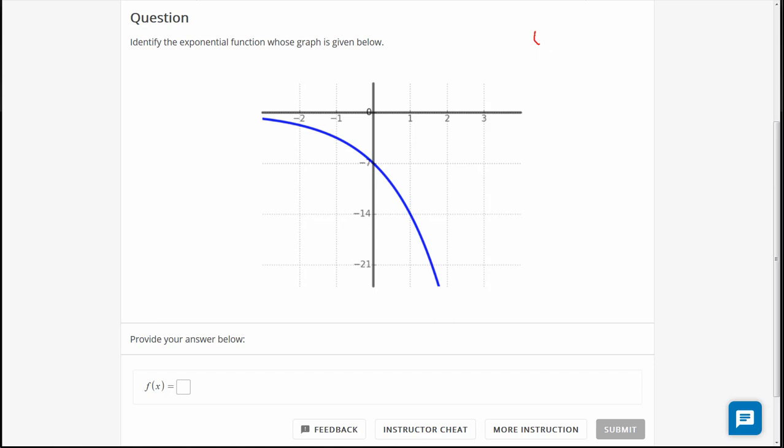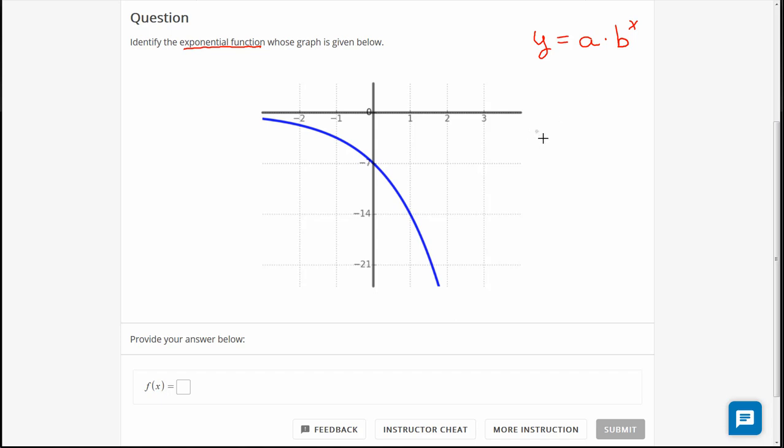But in the case of exponential functions, it's not as bad as it can be for other functions. So let's do that in this case. What we have to do is find the formula for this exponential function. We know that it's an exponential function, and so that means it has this form: a times b raised to the x, where a is a non-zero number and b is a positive number other than 1.